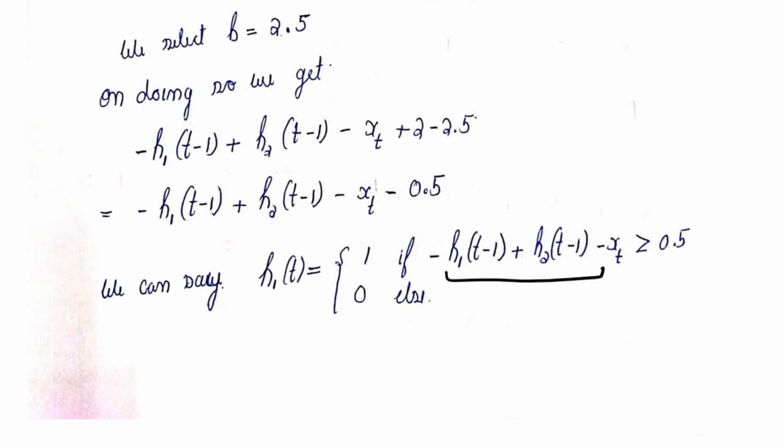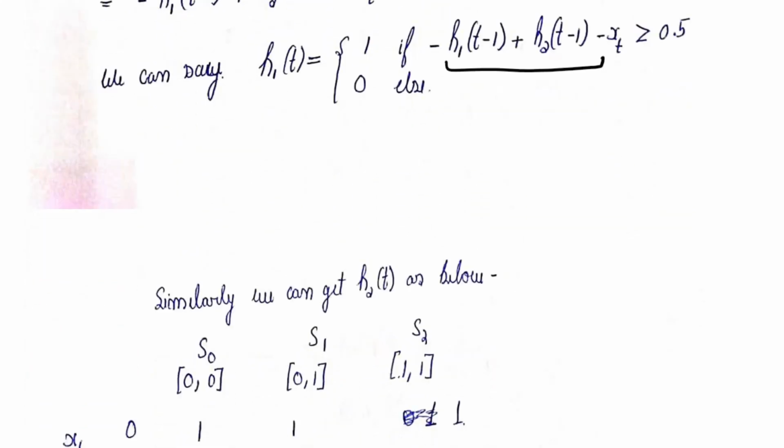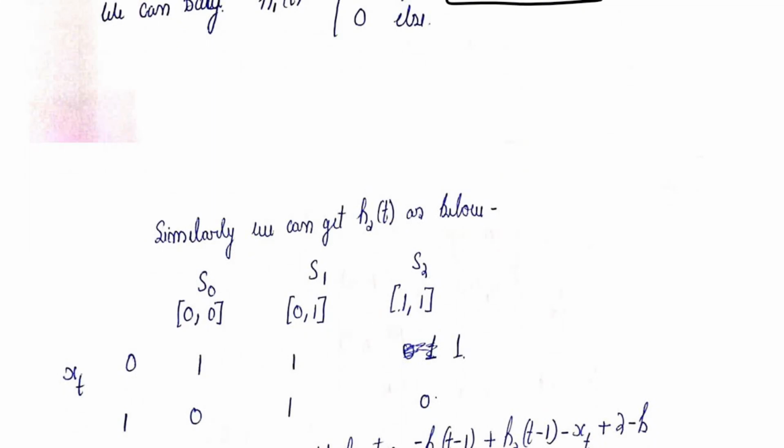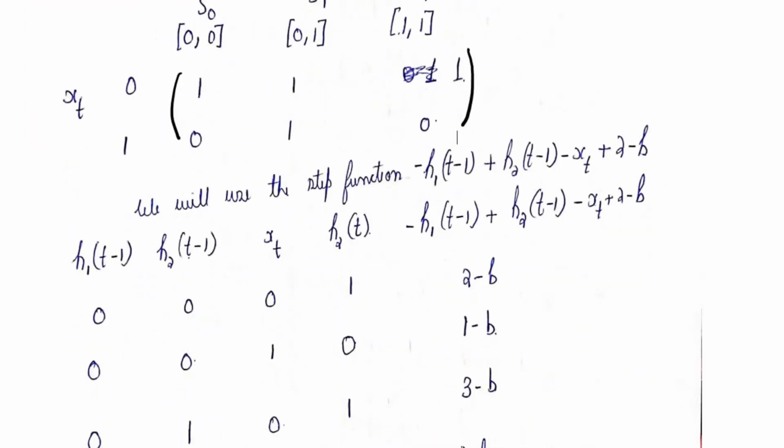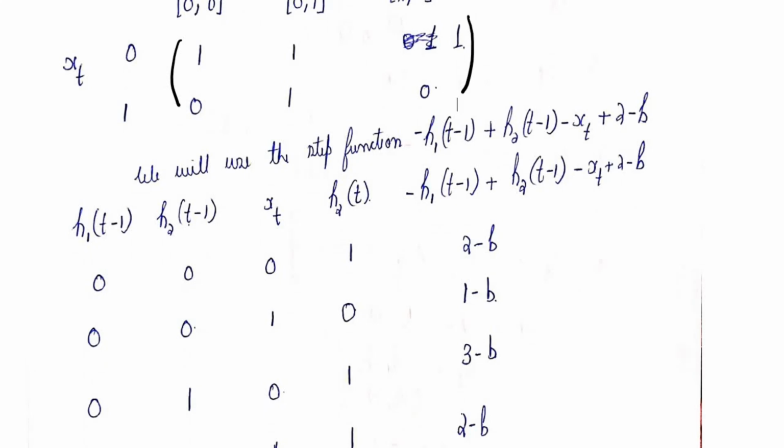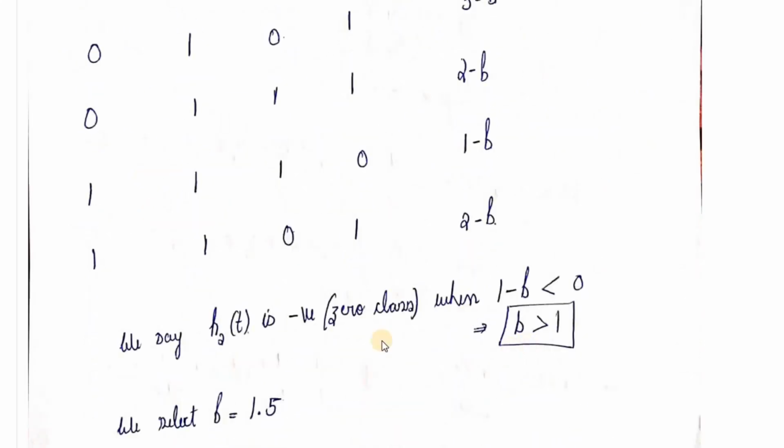So now we proceed further to calculate the H2T. I calculate the same matrix as we did previously over here, and this is the matrix which I am getting. I use the same intuition I did previously, and I set up, so as of now, minus h1t minus 1, h2 with positive sign, minus xt plus 2 minus v. Ideally the same activation which I used in the previous step comes in handy over here. So we just plug and play the values, and then we can get the value of b as something greater than 1, and we select b as 1.5.